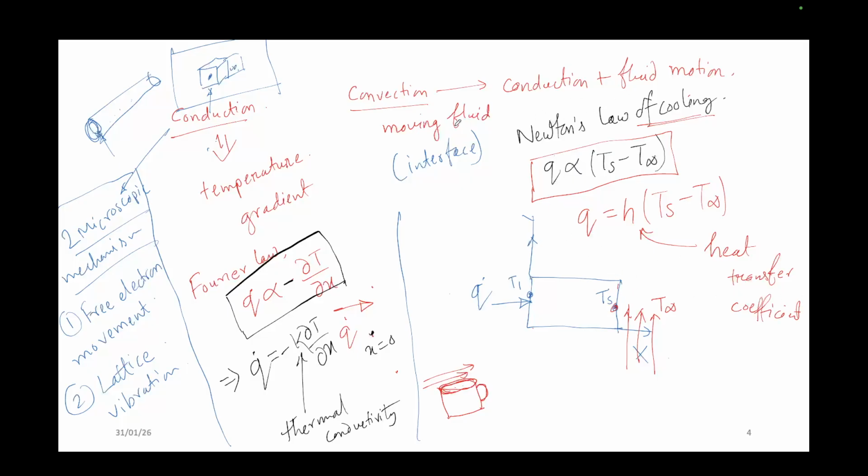So for this convection, what do you require? For convection, you need a bulk fluid motion that moves along a solid surface. Okay, you got it? Can I move to the next concept?